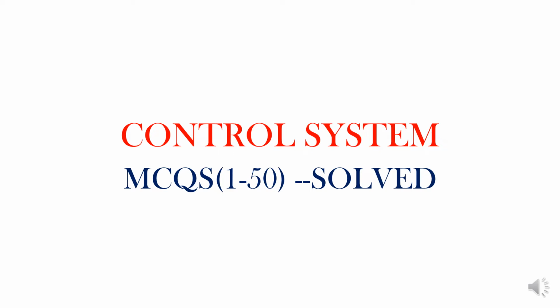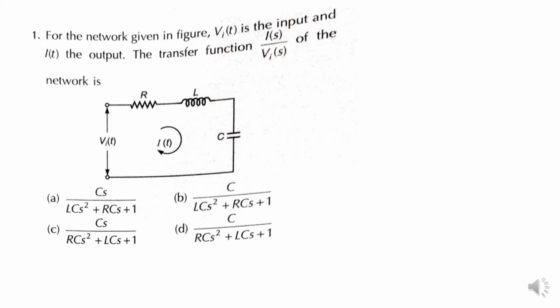Hi all, in this video I am going to solve 50 MCQs in control system. Problem number 1. For the network given in figure, V_i(t) is the input and I(t) is the output. The transfer function I(s) divided by V_i(s) of the network is.